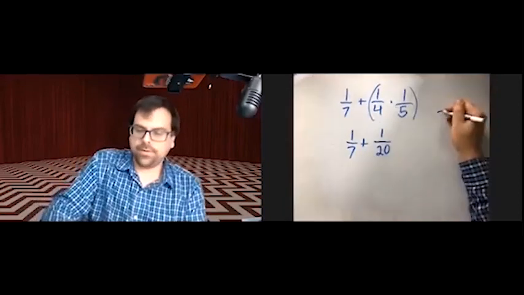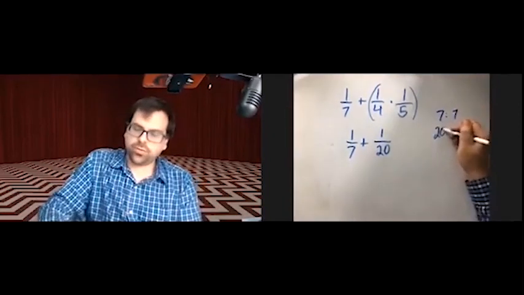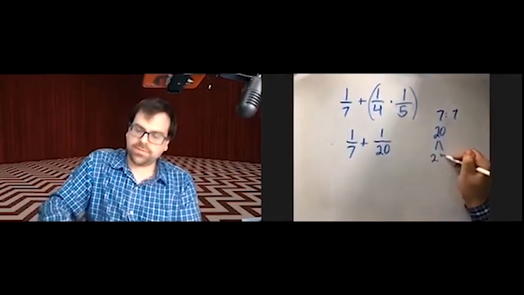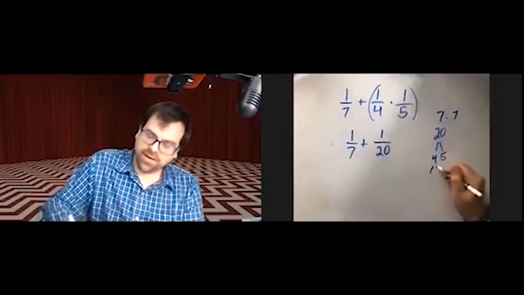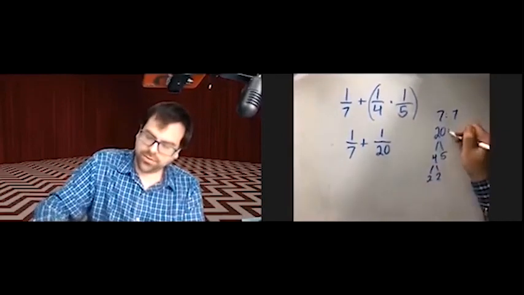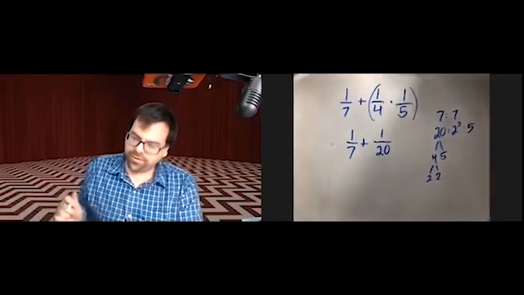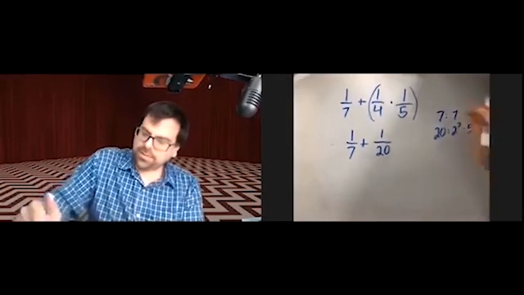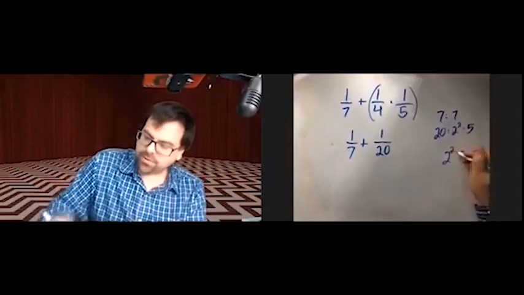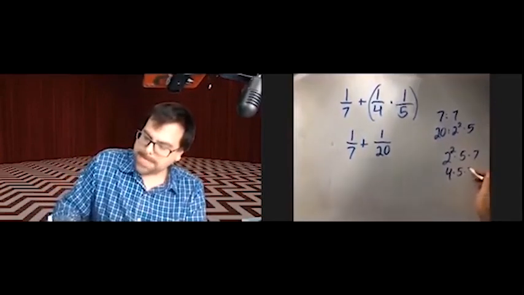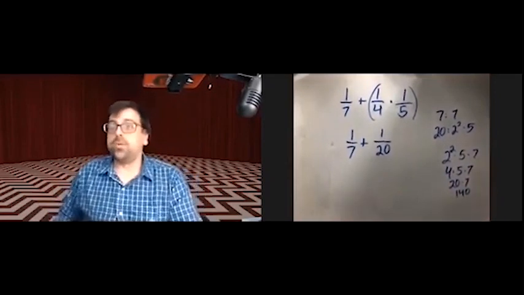Well, 7 is just 7. 20 is 4 times 5. 4 is 2 times 2. So 2 squared times 5. Every base we have is raised to the highest power shown. Common denominator 140.